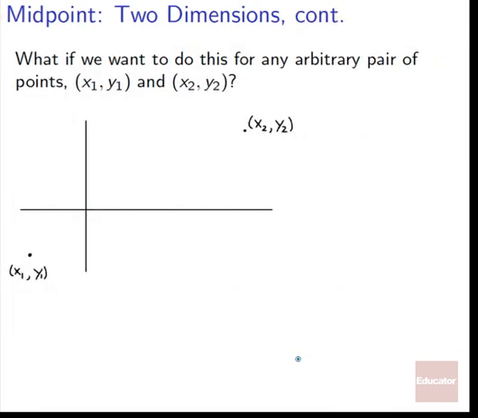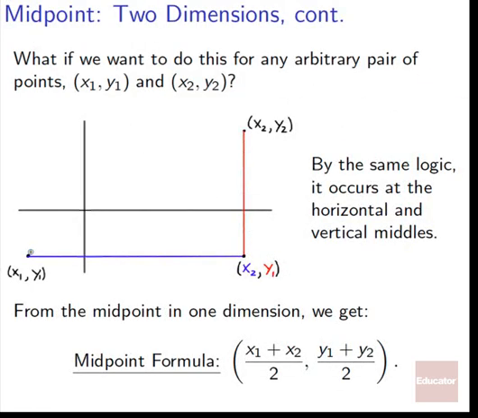What if we were doing this for some arbitrary pair of points, x1, y1, and x2, y2? Well, same basic idea. We can think, what is the vertical and what is the horizontal? What is going to be the midpoints of those two things? We think with that idea, and we're able to come up with the same logic. It's going to occur at the horizontal and vertical middles, right? This point, it's going to be the same vertical height because we never changed height as we went along.